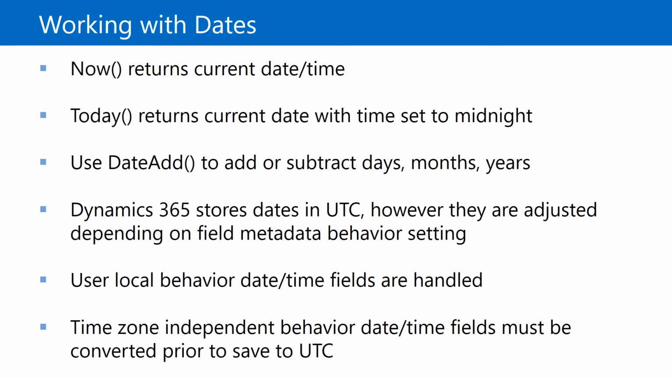Dynamics 365 stores dates in UTC, which stands for Coordinated Universal Time. However, it's adjusted when it returns the data to you based on the field metadata behavior. What I mean by the metadata behavior is you can indicate whether you want the date to be returned in user local or time zone independent. In the case of user local behavior, it's handled properly by the connector, and what you see returned to you is adjusted for your local time zone. If you're working with an entity that has a time zone independent date field, then you need to take the steps to convert that to UTC prior to sending the data to Dynamics 365. Otherwise, it won't have the proper date stored on the entity record.